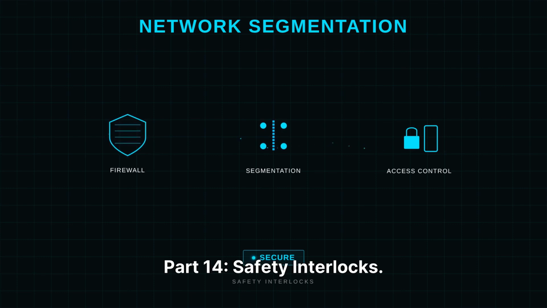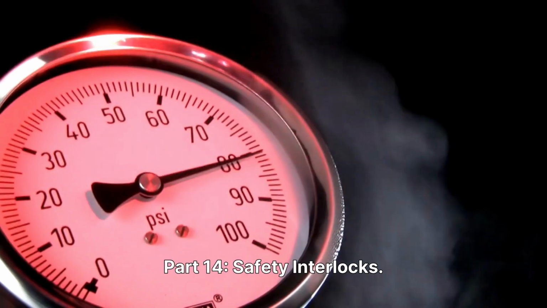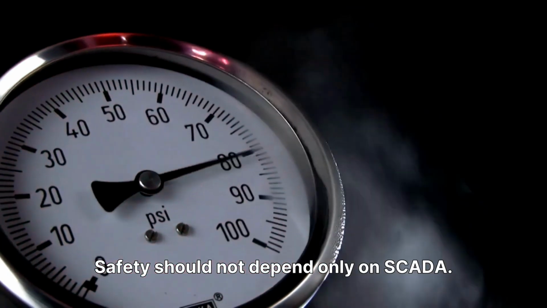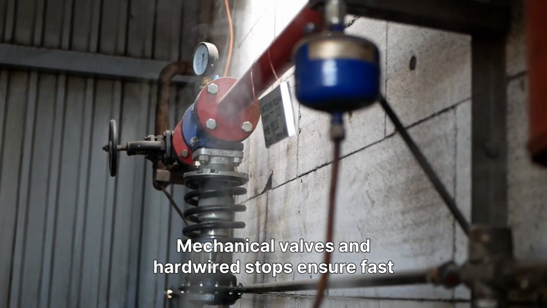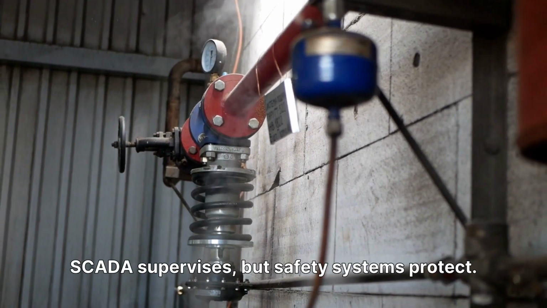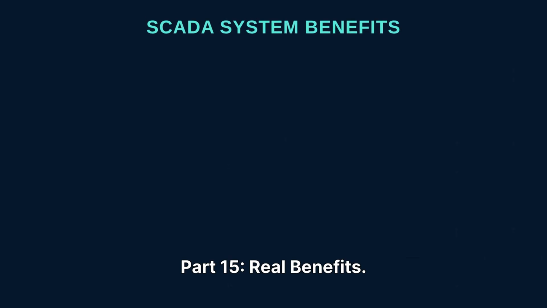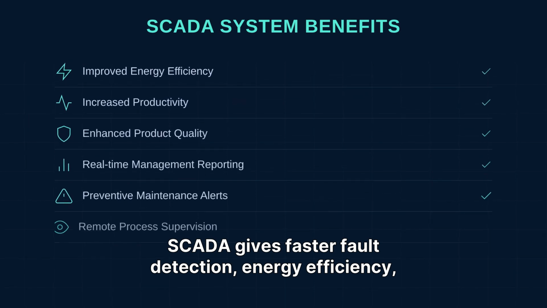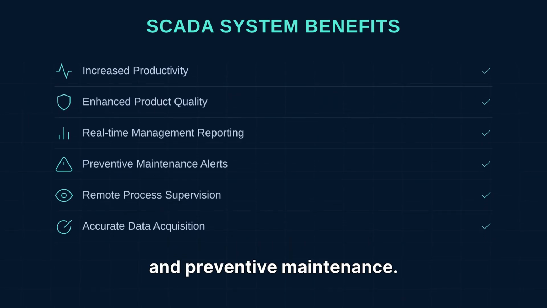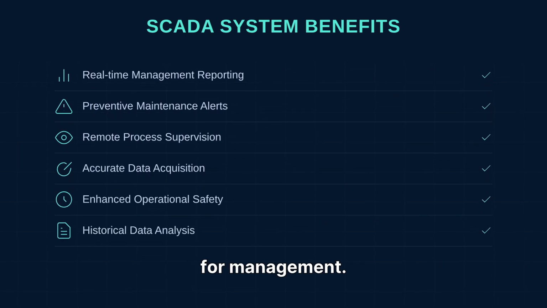Part 14. Safety interlocks. Safety should not depend only on SCADA. Mechanical valves and hardwired stops ensure fast action. SCADA supervises, but safety systems protect. Part 15. Real benefits. SCADA gives faster fault detection, energy efficiency, and preventive maintenance. It converts plant operation into useful data for management.